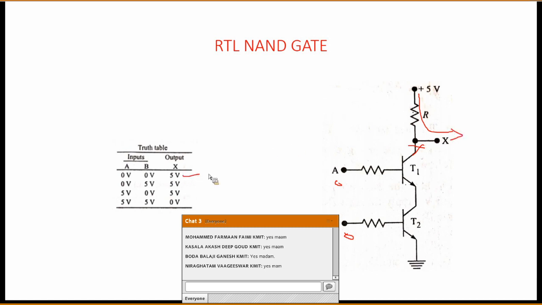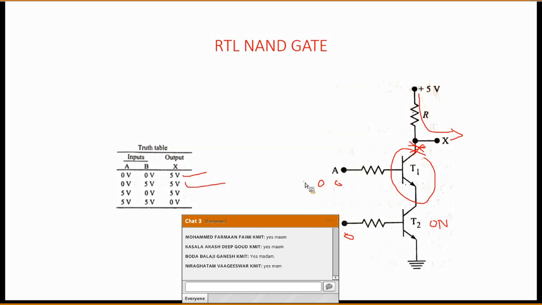Next, if 0 and 1, this transistor T2 is on, but T1 is off. Since T1 is off, there is no conducting path for T2 because it should pass through T1. So this is open. If this is open, there is no use of T2 being on. The complete path is open circuited. So output is equal to 5 volts, the second case.